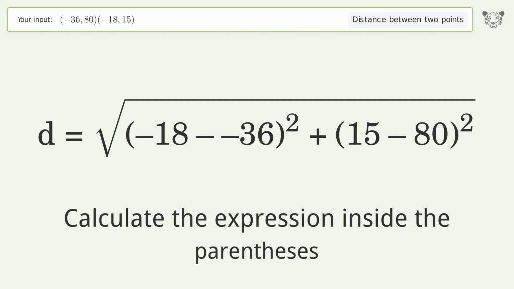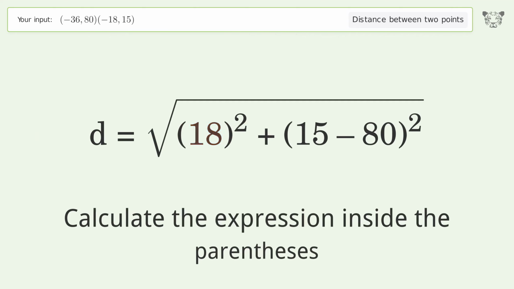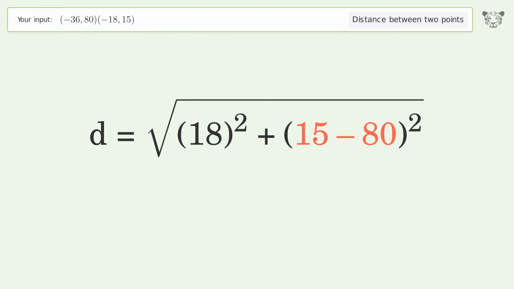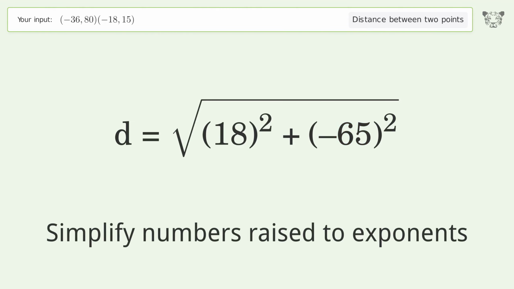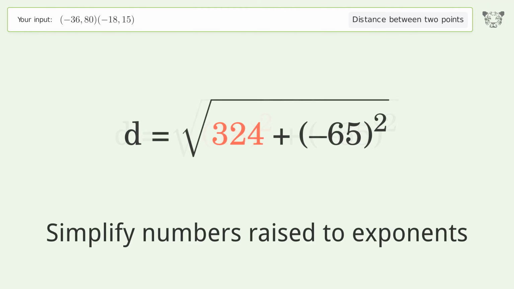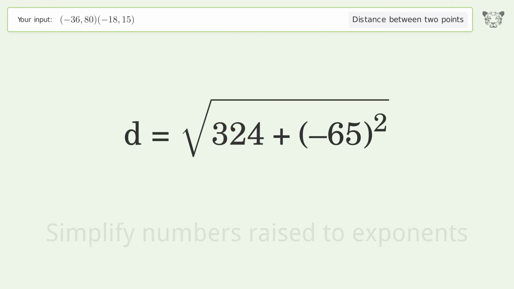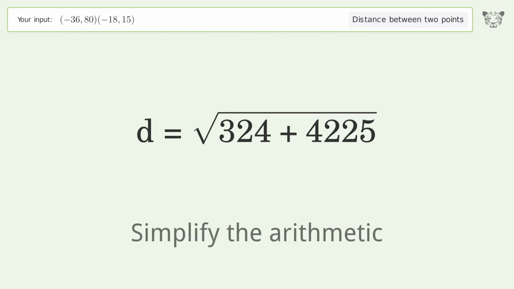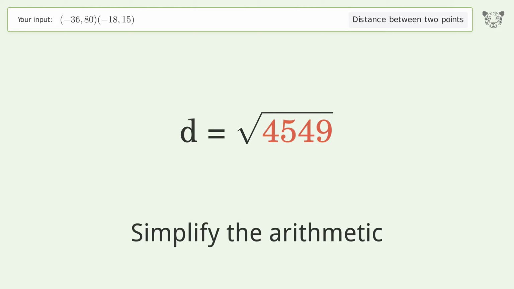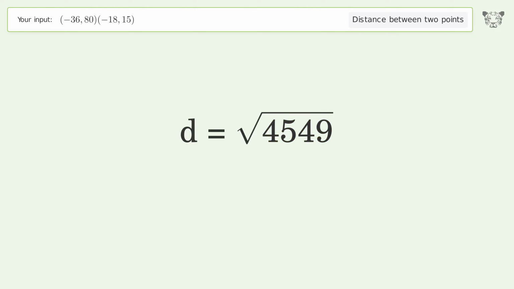Calculate the expression inside the parentheses. Simplify numbers raised to exponents. Simplify the arithmetic. And so the distance between the 2 points is the square root of 4,549, or 67.446.